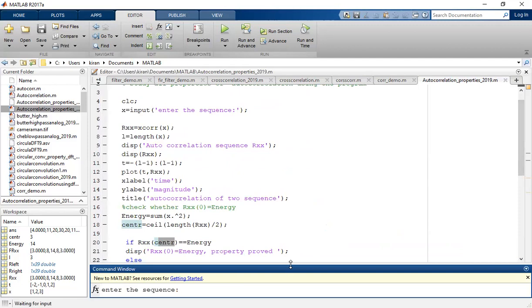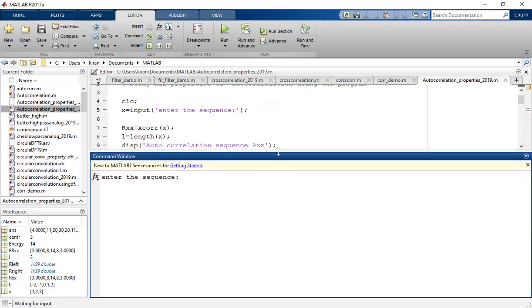Okay, so let us give this a try and let me run the code here. You can see in the command prompt I'm being asked to enter the sequence. Let me give a simple sequence: 1, 2, 3, 4. Is there any pattern in the sequence? Nothing, right? It's just increasing. What is the energy of the sequence?